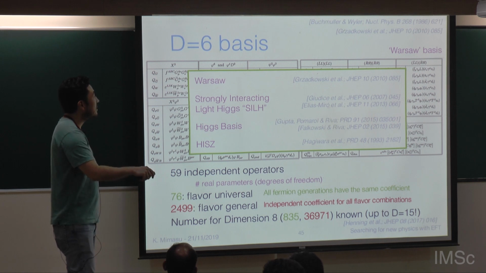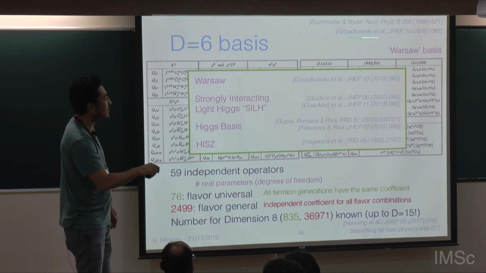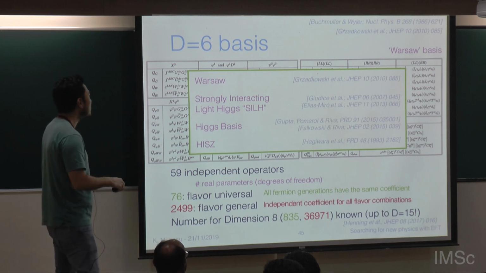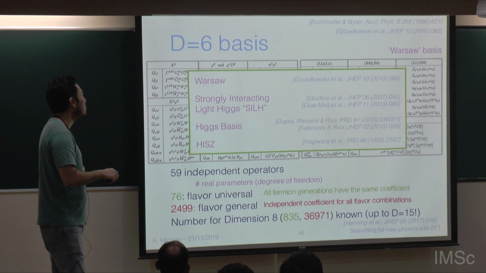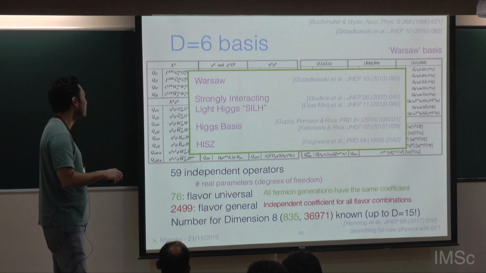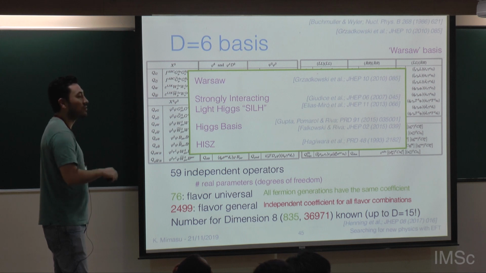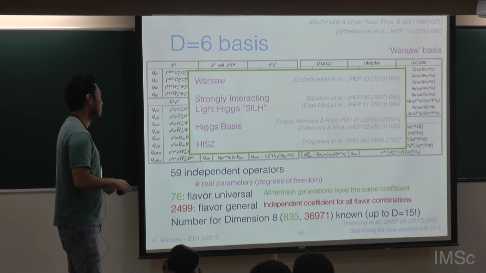Yeah. So indeed, this is called the Warsaw basis. That's what people call it these days, because the guys that refined it are from Poland, from the University of Warsaw. But there are other sometimes used bases which you might have come across in your research if you ever looked into this stuff. In particular, this SILH basis is sometimes used, the Higgs basis, also this HISZ parameterization. I would say that this Warsaw is certainly the most commonly used and commonly accepted parameterization these days.